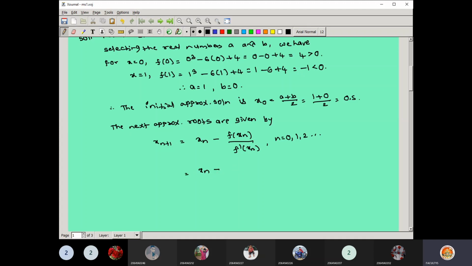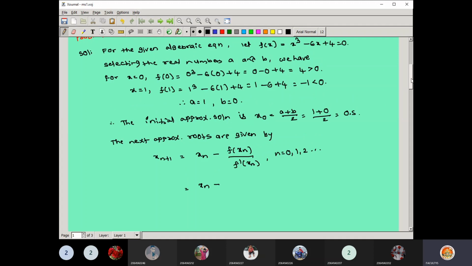Xn as it is minus, what do you mean by f of xn? In your f of x, you replace x value with xn. So f of xn becomes xn cube minus 6xn plus 4. This is your f of xn divided by f dash. F dash means derivative of f of x. So x cube derivative is 3x square. So 3xn square minus 6xn derivative, it is only 6. So in f of x and f dash of x, x is replaced by xn value.